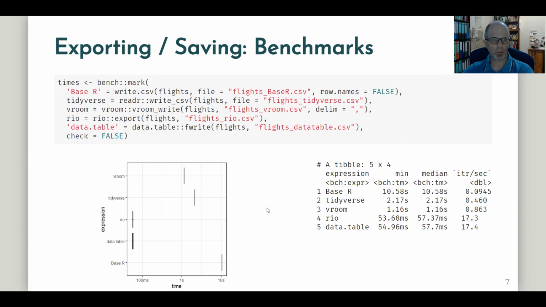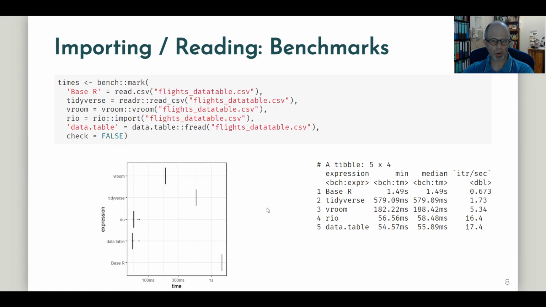again and see which importing functions are fastest or how they compare using the same benchmark function, the mark function from the bench package. And we get a similar picture. Again, base R is by far the slowest. It's the only function that takes more than a second, 1.5 seconds. The others are well below a second.